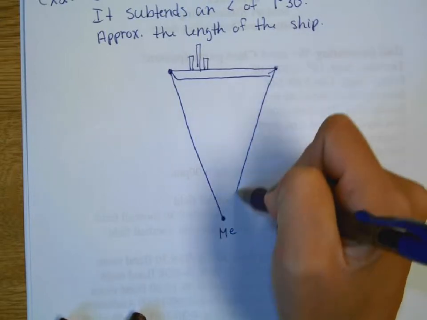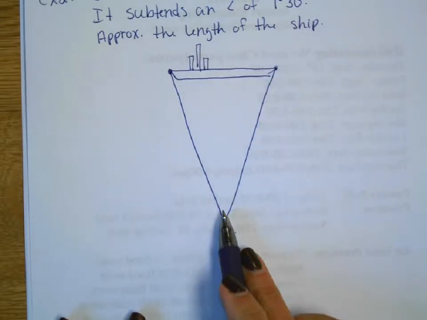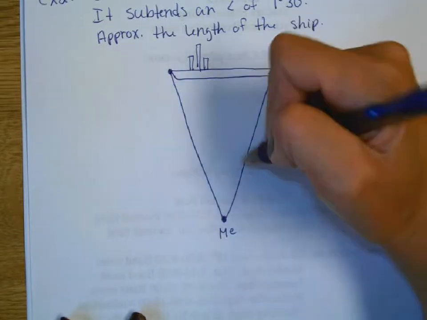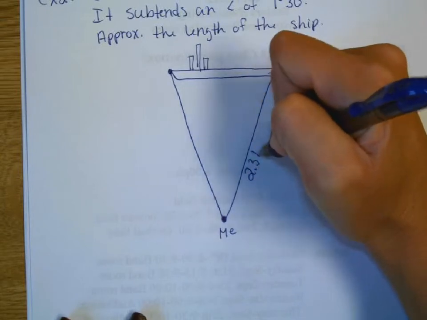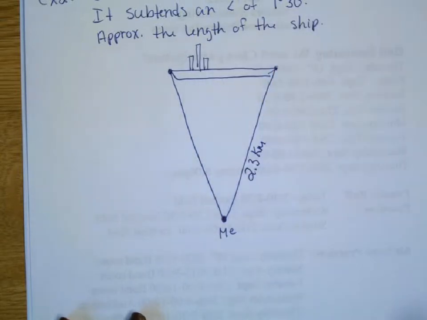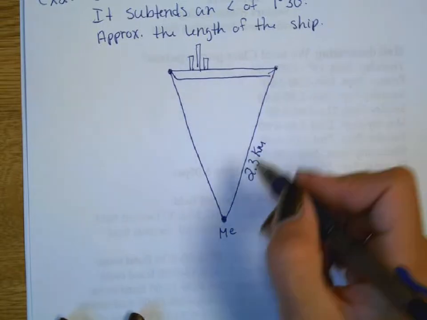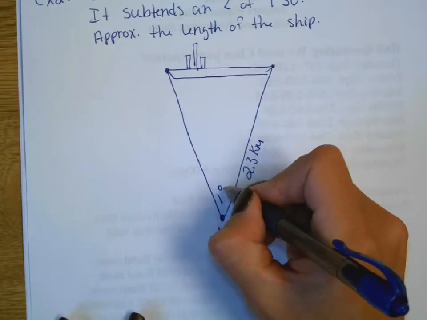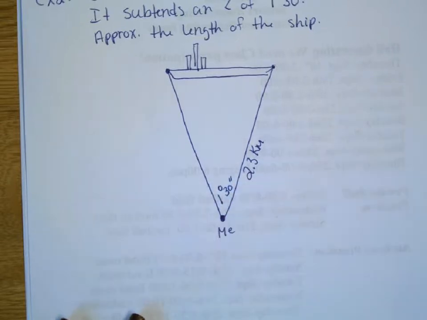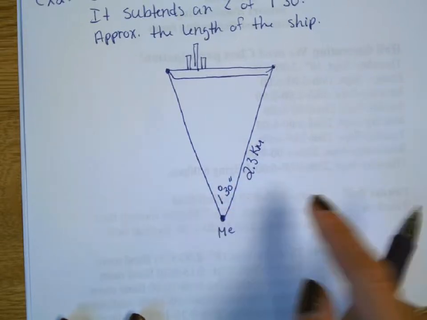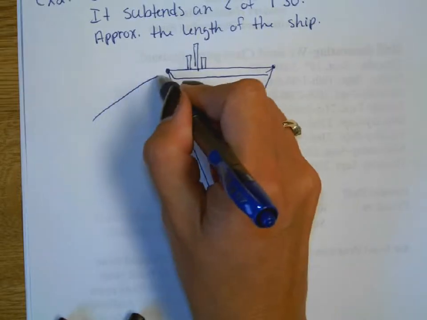Now, is my picture way exaggerated? Absolutely, because this is only supposed to be a 1 degree 30 minute angle. Super small. But it's okay. We've just blown it up a little bit. So the distance out is 2.3 kilometers, equivalent to about a mile and a half, maybe? I don't know. So our goal is, I know this angle is 1 degree 30 minutes. With those two pieces of information, I can find the arc length of a circle coming through here.